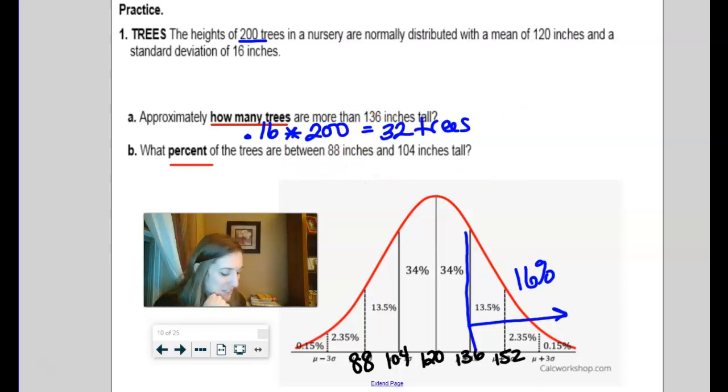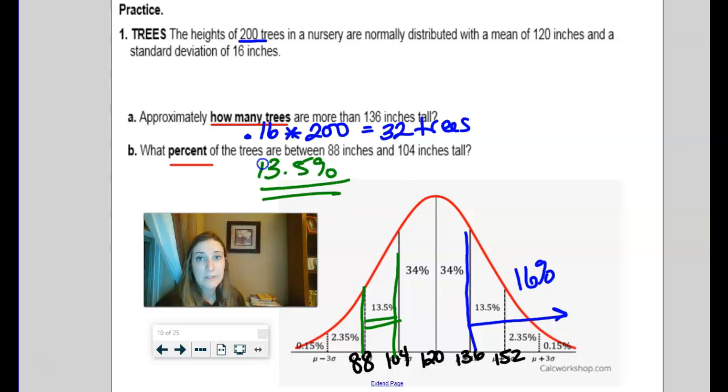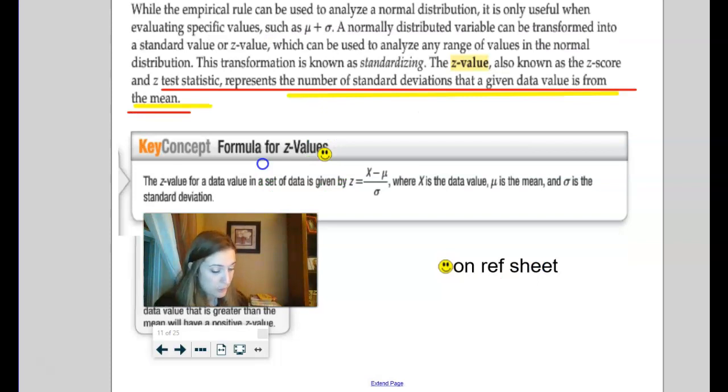All right, and then what percent lies between 88 and 104? Now this one they're not trying to trick you. Oh my gosh, that's a super easy question, because it's this. So I'm just going to write that down, 13.5%. So I really like using the empirical rule. I think it's nice. It really helps if someone already draws it for you. Otherwise, you've got to draw like Mrs. Abruzzo, which is not good.